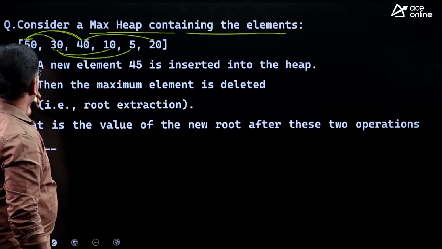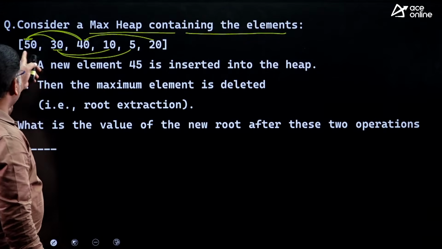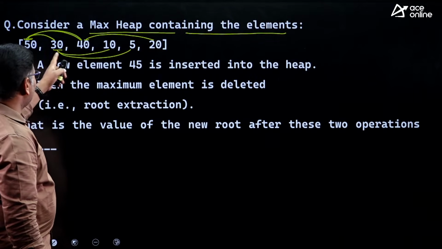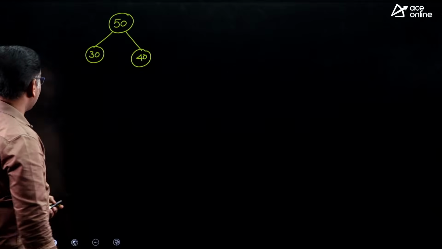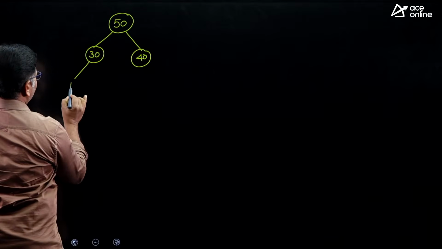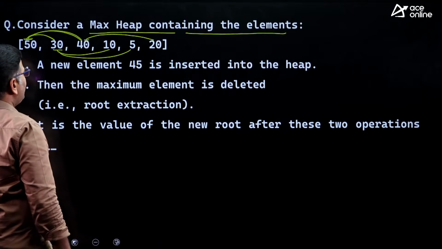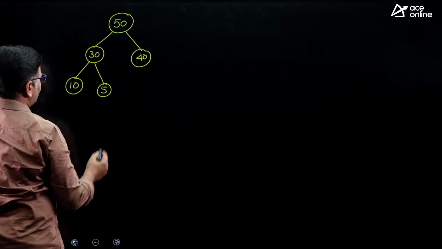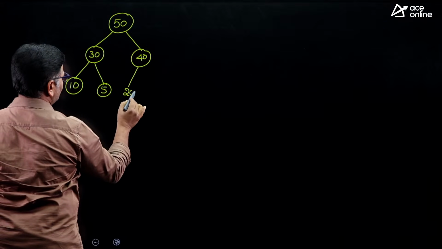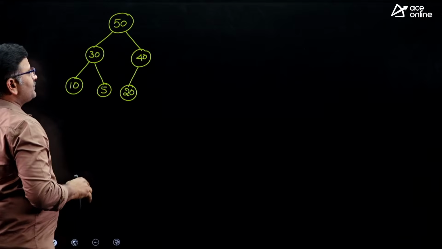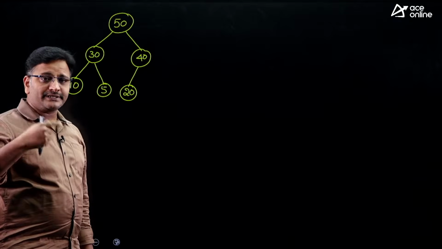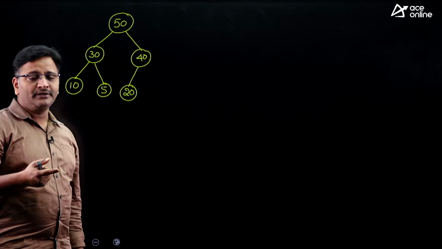Okay. So let me draw the heap tree first. 50's children are 30 and 40, and 30's children are 10 and 5. And finally, 40 has only one child, that is 20. The main objective of this question is that the student must understand how to insert an element into a heap and how to delete an element from the heap.